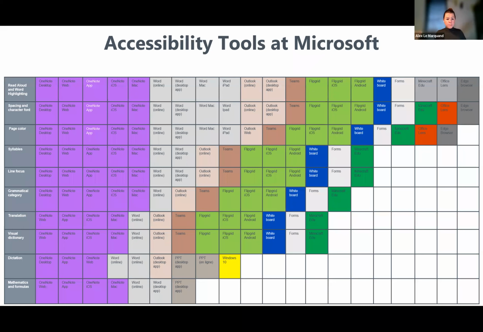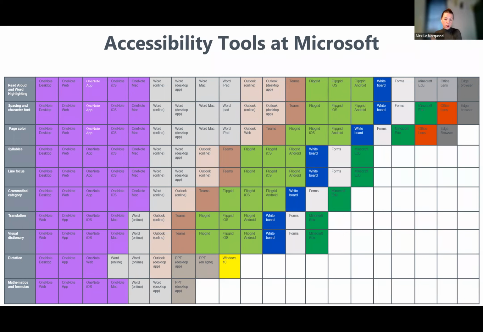So Microsoft is a huge advocate for accessibility tools. I put this chart together just so that you can see how many different accessibility features are built into the platform as standard. On the left-hand side, you have all of the different accessibility features, and as you move across, you have the different applications that they can be found in. And there are more that are added to this list all the time. So along the left, we have things like page color, syllable, line focusing, translation, closed captioning, math.